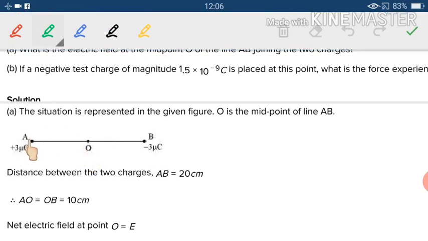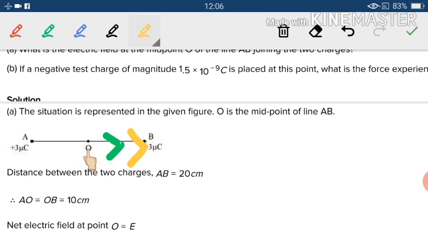The direction of electric field due to positive charge, we know this thing, it is always outward. So the direction will be like this. And the direction due to negative charge is inward. It means it will be towards the charge, sorry. So the direction due to minus 3 microcoulomb will also be inward. It means the direction of both these fields is along OB. So the direction of the net electric field will also be along OB.